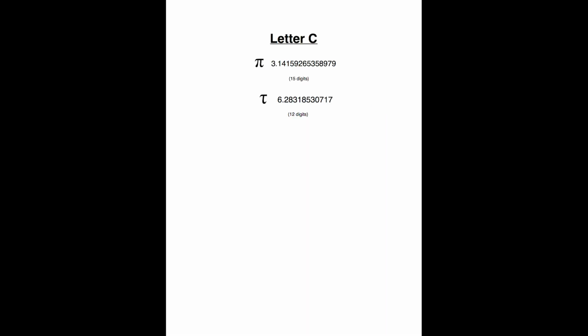Okay, for letter C, I used pi and tau. For pi, I used it in a couple different ways. First, the bass line. If you notice, there are groupings of 3 notes, then 1 note, then 4 notes, then 1 note. So basically, the bass line is.